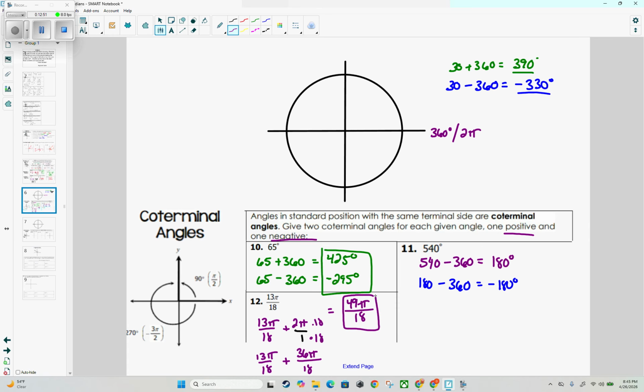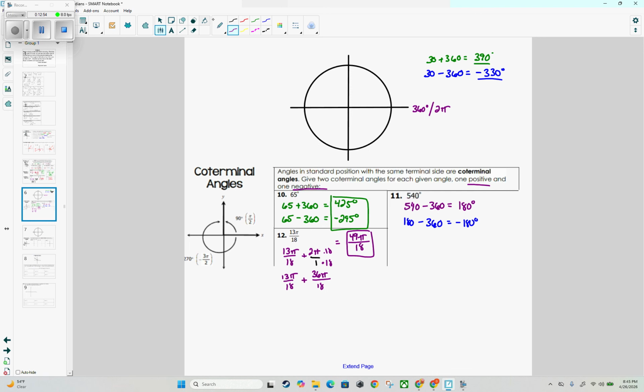That's the positive one. To do the negative one, that would be me taking the 13 pi over 18 minus 2 pi instead. Good news is it's still at least the same common denominator. So now I'm just going to subtract the 36 pi over 18. Then again, I go 13 minus 36, which gives me negative 23 pi over 18. So there's the positive version, and there's the negative version.